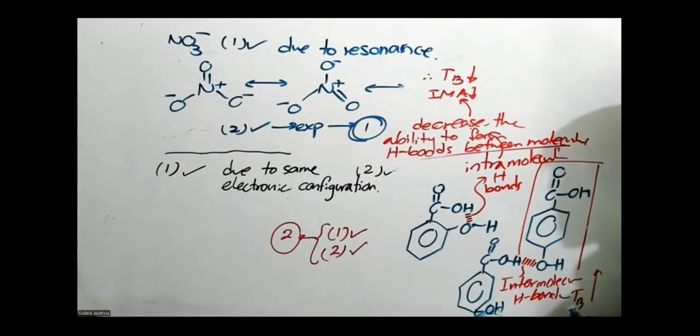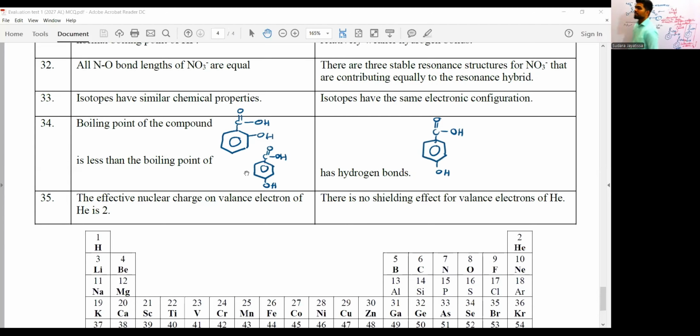Is that clear? It is also a nice question. See that again? The reason for having higher boiling point is the intermolecular and intramolecular hydrogen bond. That is the reason. And then go to the last question.